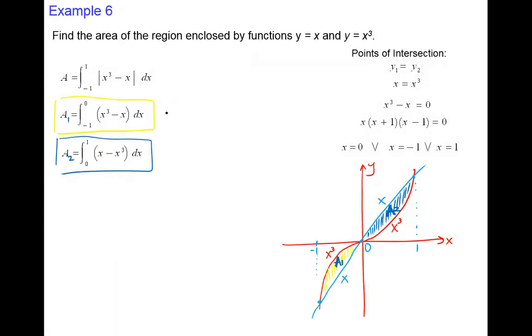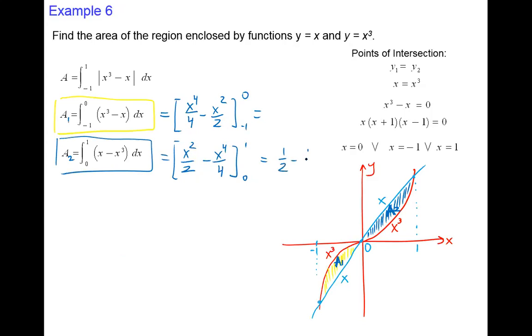I didn't really finish this, but we can try. This will be x to the power of 4 over 4 minus x squared over 2 from -1 to 0. This one will be x squared over 2 minus x to the power of 4 over 4, from 0 to 1. And of course, both of them we have to get the same answer. We don't even have to bother and integrate twice. We can just integrate one of them and multiply by 2 using the symmetry.